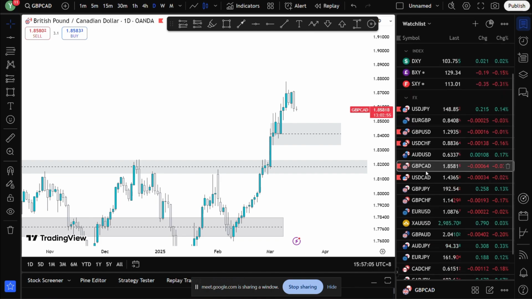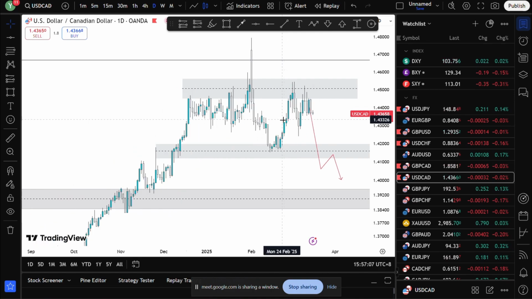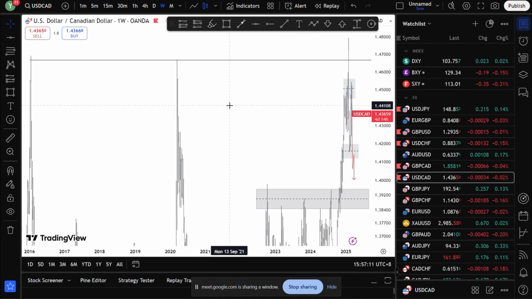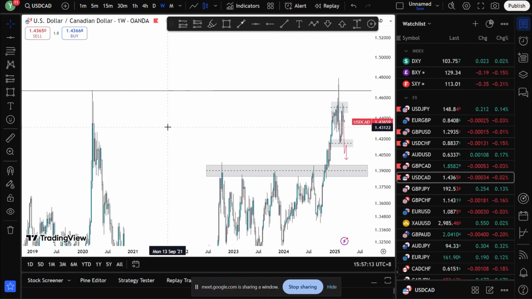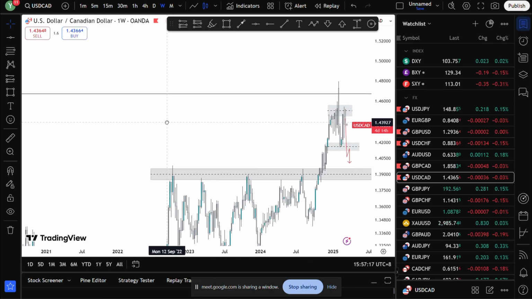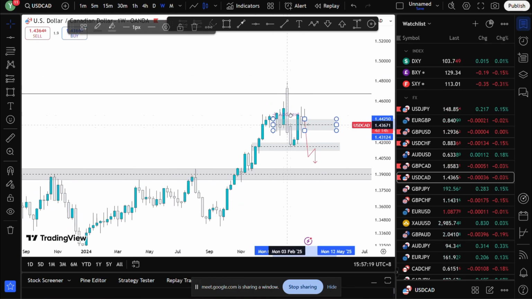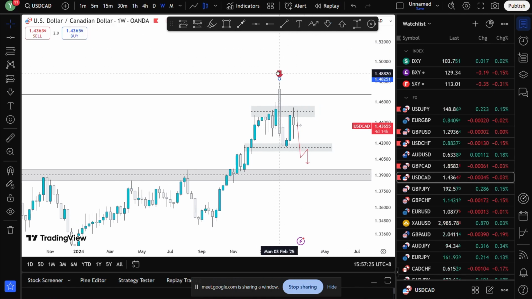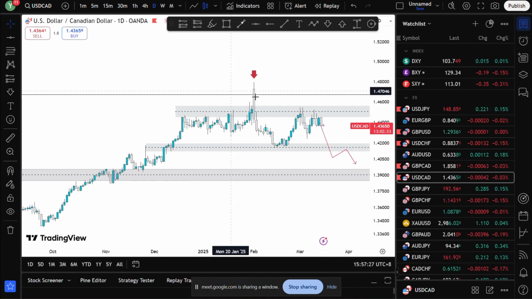Okay, so now USD CAD over here, nothing much to see. As analyzed that day, the price hit a supply level over here, and after it hit the supply level, it went down with a very strong bearish candle, indicating a very strong downtrend.